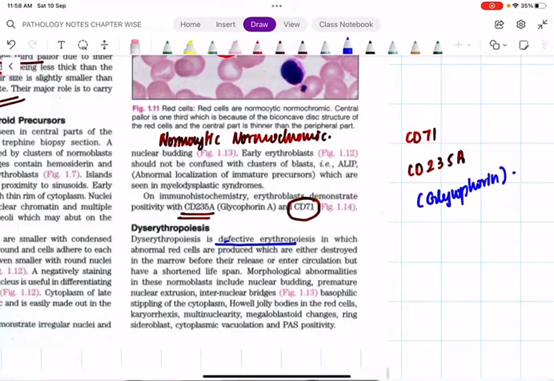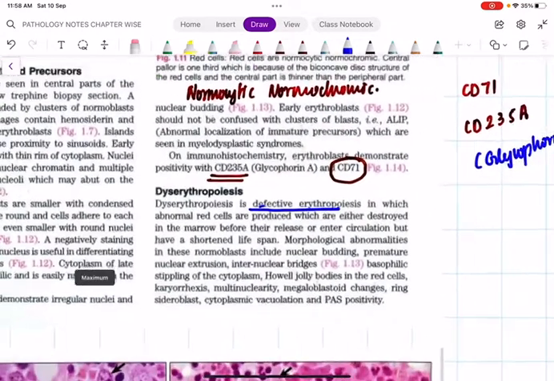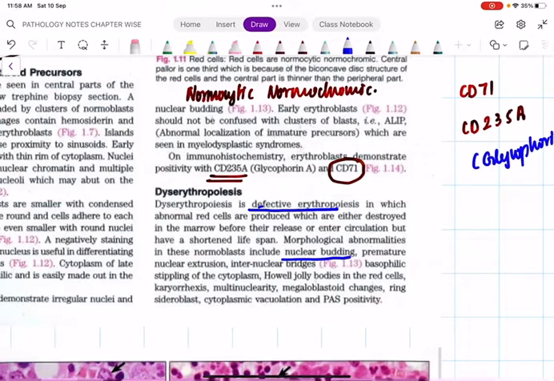What are the morphologies that should be present to say that the bone marrow is having dyserythropoiesis? Number one, nuclear budding, nuclear extrusion, premature nuclear extrusion. Usually in which stage does nuclear extrusion start? In the late erythroblast. Then internuclear bridges. Then basophilic stippling, Howell-Jolly bodies, which I will explain later. Then sideroblasts, that means excess iron deposition. Then megaloblastoid changes, where the RBC precursors will be extremely large. Then PAS (periodic acid-Schiff) stain positivity, and cytoplasmic vacuolation. At least remember nuclear budding, bridging, then basophilic stippling. The rest is up to you.